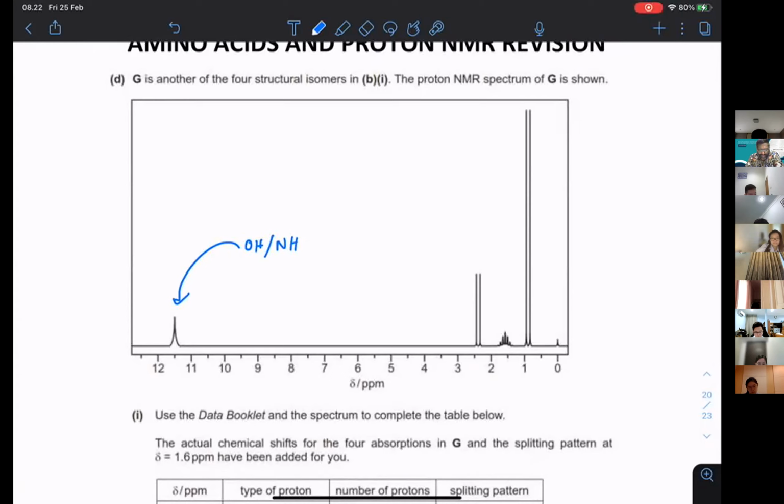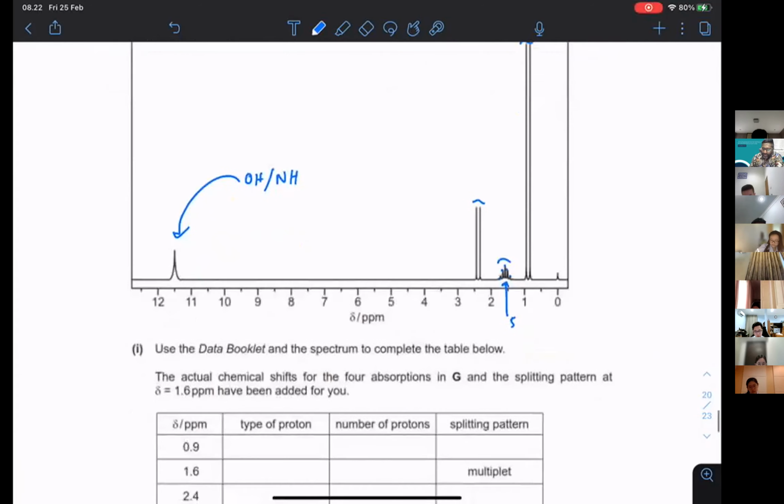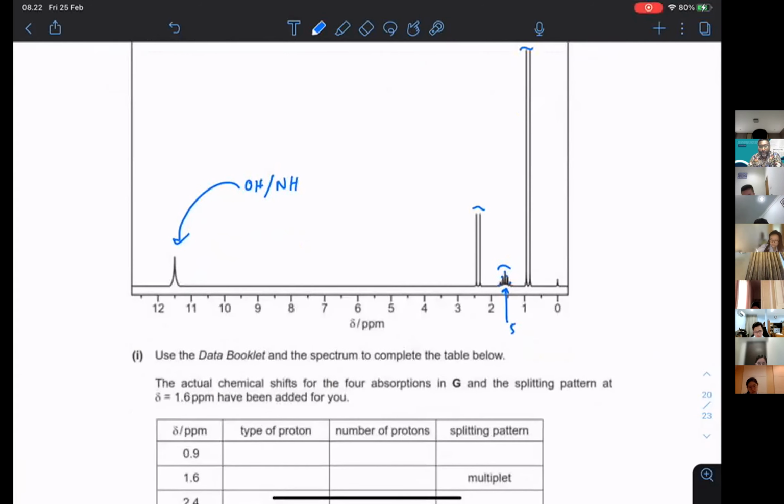Sometimes they don't give you the number of hydrogens involved, and that makes it difficult. But here they are giving you the splitting pattern. You see here how many? 1, 2, 3, 4, 5. So 5 splitting pattern, the neighbor will have 4 hydrogen.